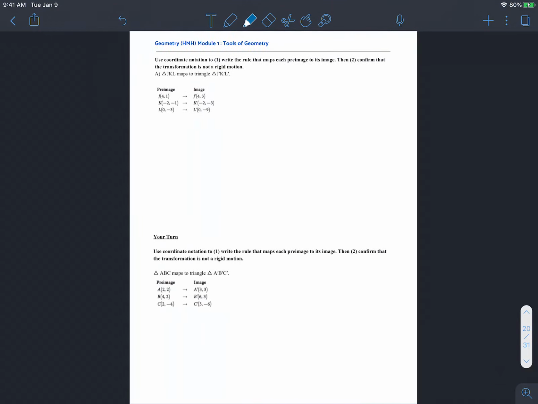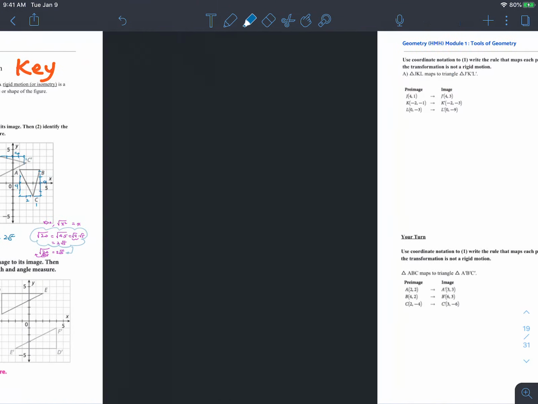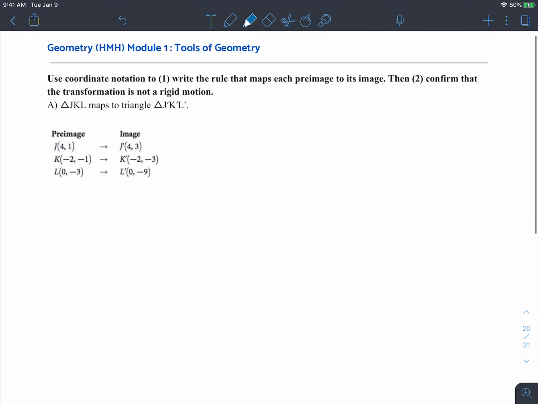All right, guys. So I believe that might be, oops, here we go. How do I do this? Well, we're talking about they're asking us to find the rule, and then confirm that transformation. The keyword here is what?